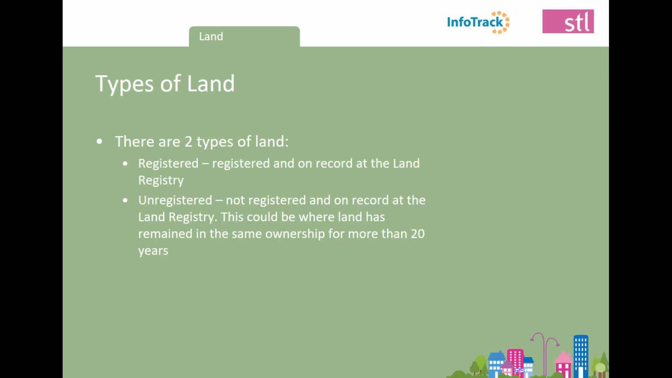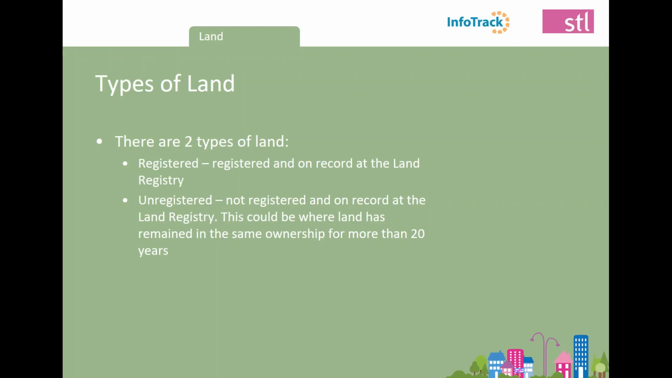So there are two types of land: registered and unregistered. Registered land is where your property or your land is registered with the Land Registry. There's been compulsory land registration since 1990, so it's not that long ago, 27 years ago, and that's when the whole of England and Wales came under compulsory registration.